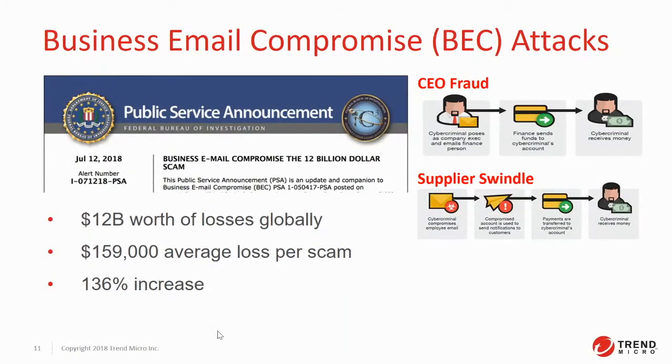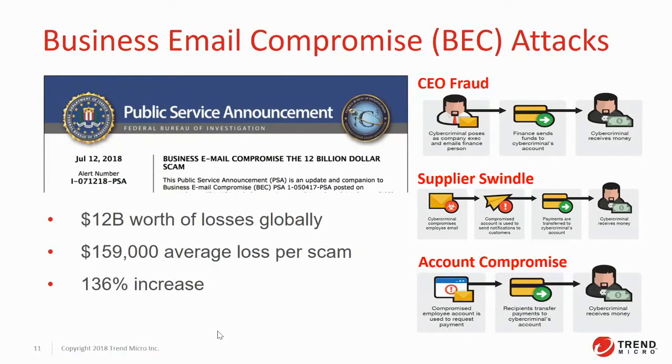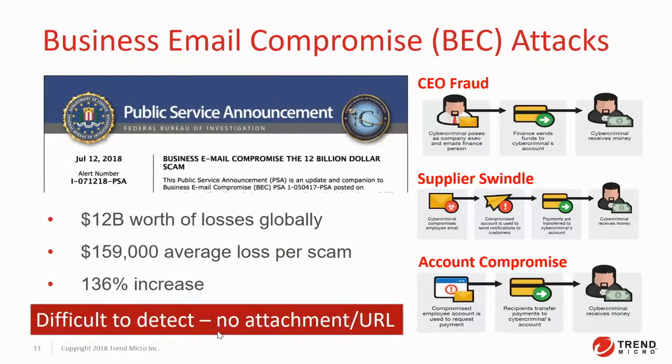It can also take the form of supplier swindle, where you can deceive the suppliers, and also account compromise. Sometimes an employee's credentials or a high profile user's credentials get stolen, and someone is sending email on behalf of that user. So this is considered business email compromise as well. The issue with business email compromise is that it's hard to detect because it has no attachment, no URL.